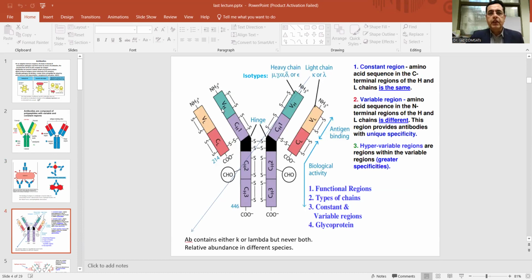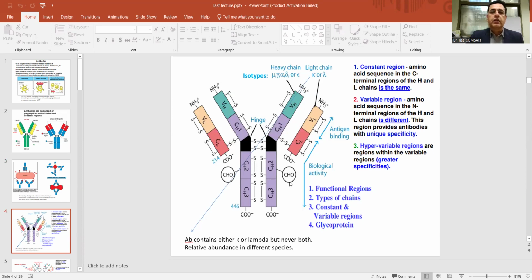Now, if you look deeply into the structure of this antibody, this is the constant region, and you see this is CH1, this is CH2, this is CH3. On both sides, you see the same configuration. So CH1 means the constant region of heavy chain 1, constant region of heavy chain 2, constant region of heavy chain 3, and you see all of them linked together up and down with the same disulfide linkages.